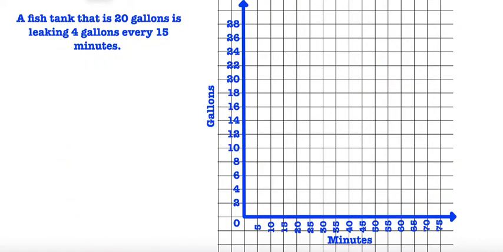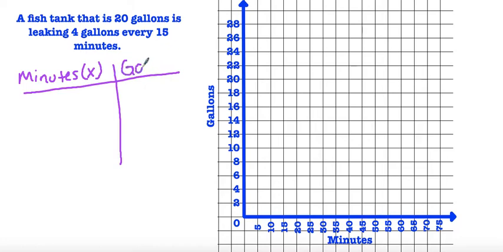So here we have a fish tank that is 20 gallons and is leaking 4 gallons every 15 minutes. So this time I'm going to start off with a table. So minutes, and gallons, and at 0 minutes, it's at 20 gallons.